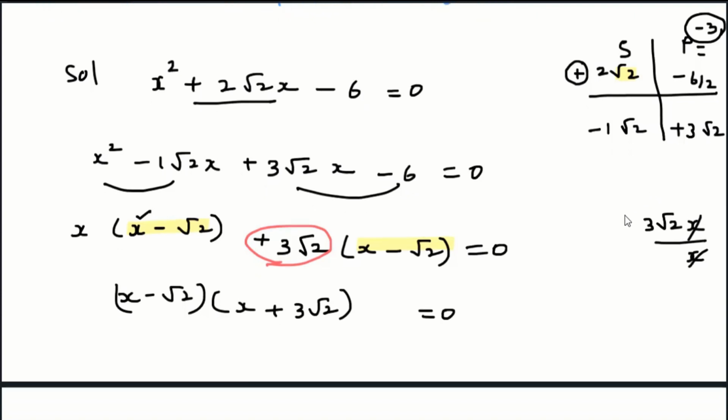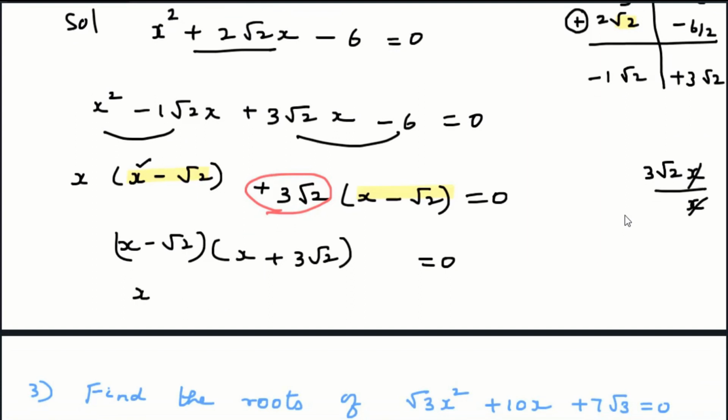So here there is only x and here it is plus 3 root 2 equal to 0. So the product of two numbers is 0, so either one is 0. So x is root 2 or x is minus 3 root 2. That is, here I have got the answer.